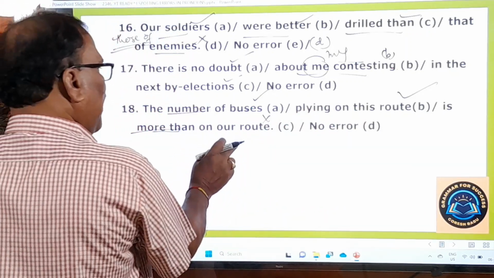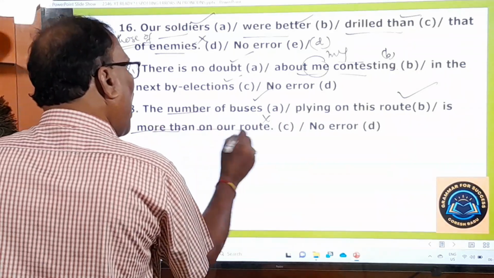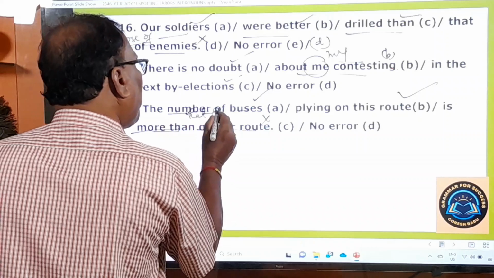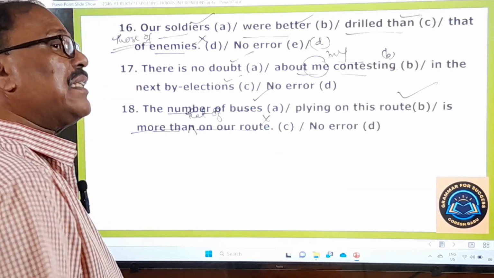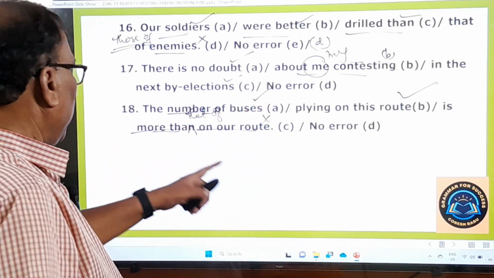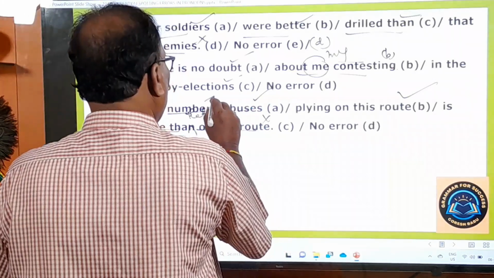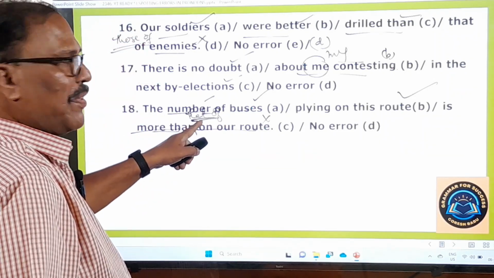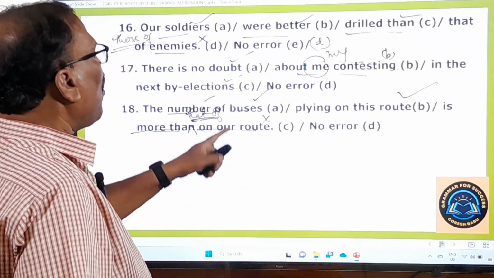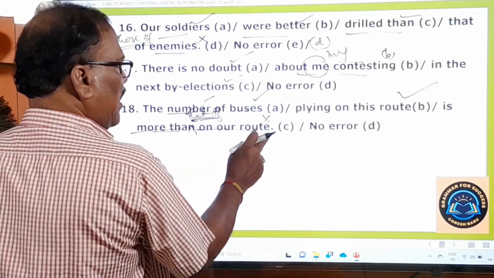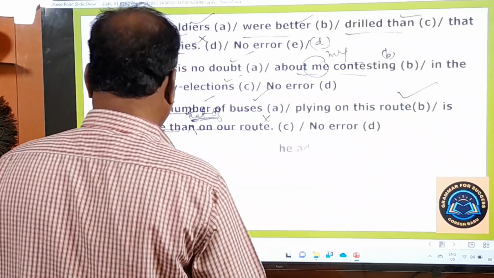So when you are comparing them, you should say more than on our route is wrong. Why? You have to say more than that of on our route. The number of buses plying on this route is singular, so here singular is there, here plural those of. Singular, that of. More than that of on our route, you have to say. This that of is missing here. That's this C part is a mistake part, right?